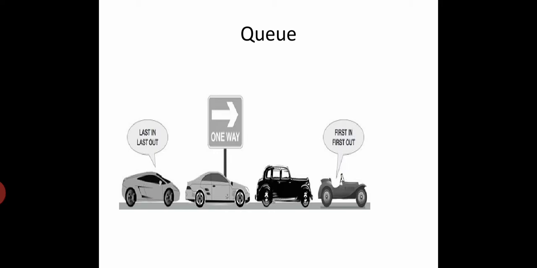In the case of queue, the elements can be accessed in first in, first out. The element which is entered firstly into the queue can be accessed firstly. That is first in, first out. So you can also say it in another way, last in, last out. The element which is inserted lastly into the queue can be accessed at last.